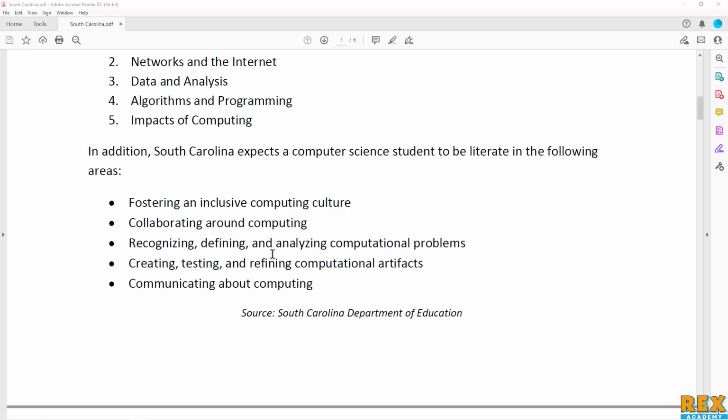It's people collaborating with each other, giving feedback, expectations, workloads, working as a team, things of that nature. The third point, recognizing, defining, and analyzing computational problems. So it's being able to recognize problems and seeing where there's a possible solution with computer science, essentially. So understanding that there could be an iterative, which is often what we do in CS, type of solution to a problem. Fourth one, creating, testing, and refining computational artifacts.